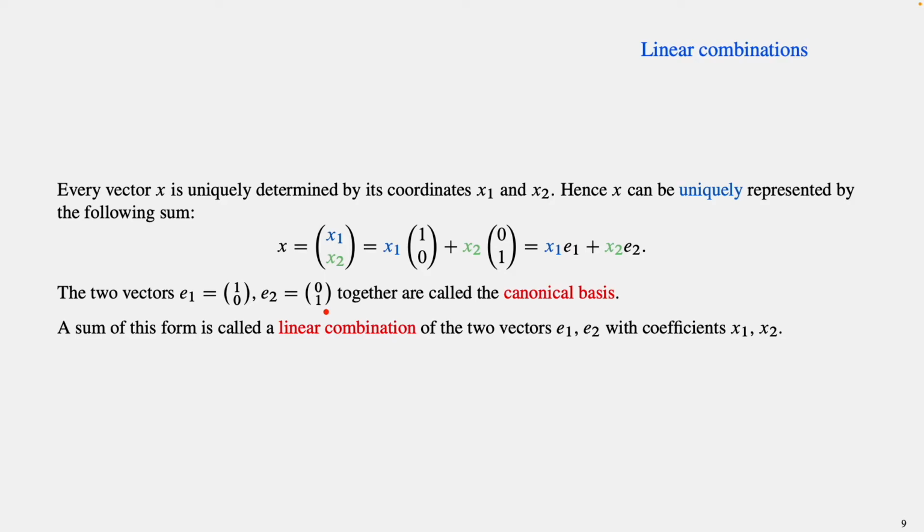Together, we call these two vectors the canonical basis. So this canonical basis forms a coordinate system. And with respect to this coordinate system, the two entries of our vector are the coordinates. And the sum of this form is called a linear combination of the two vectors e1 and e2 with the coefficients x1, x2.